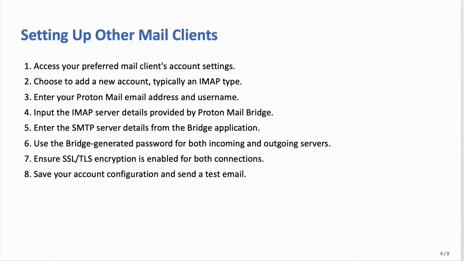Then, setting up with another email client. Go to accounts and preferred mail. Choose add a new account. Typically input the IMAP server, and enter the SMTP server details from the Bridge application. Then, guys, use the Bridge-generated password for both incoming and outgoing servers. Ensure your SSL or TLS encryption is enabled for both connections, and save your account configuration and send a test mail.